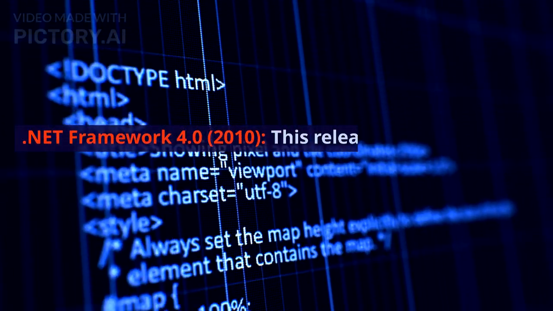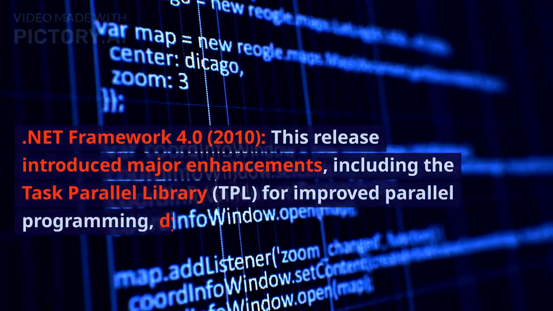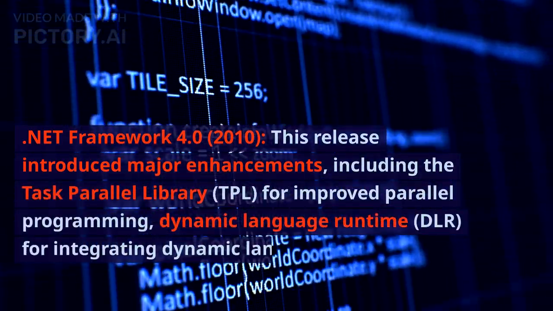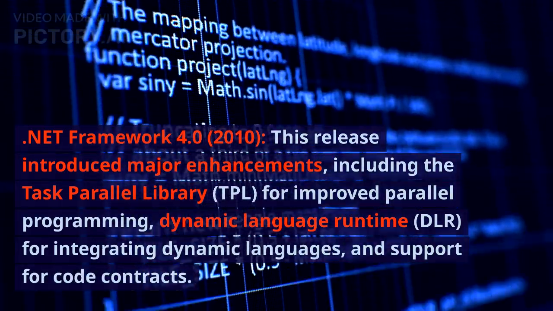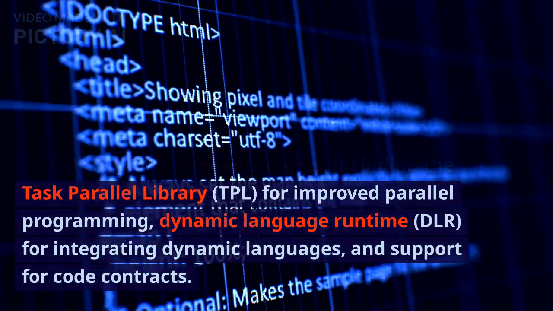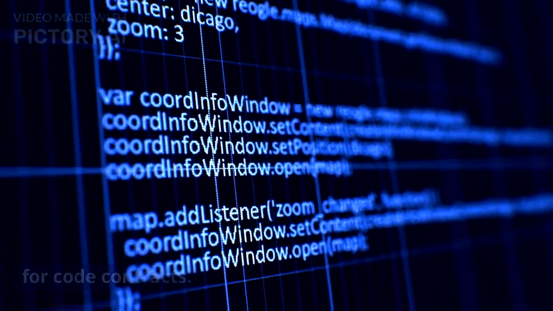.NET Framework 4.0, 2010. This release introduced major enhancements, including the Task Parallel Library (TPL) for improved parallel programming, Dynamic Language Runtime (DLR) for integrating dynamic languages, and support for code contracts.